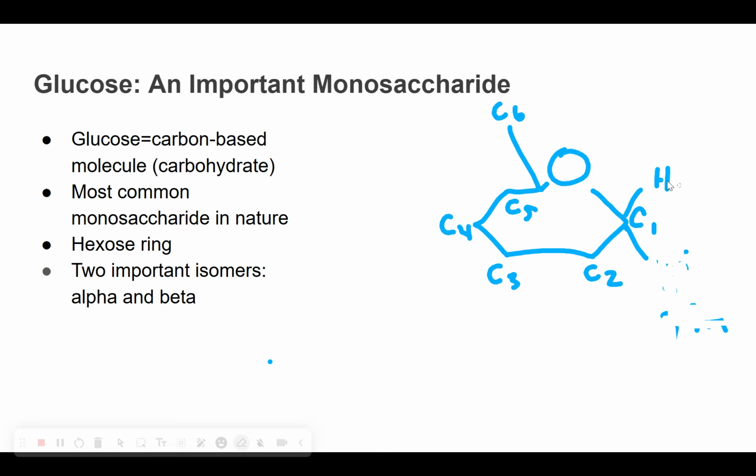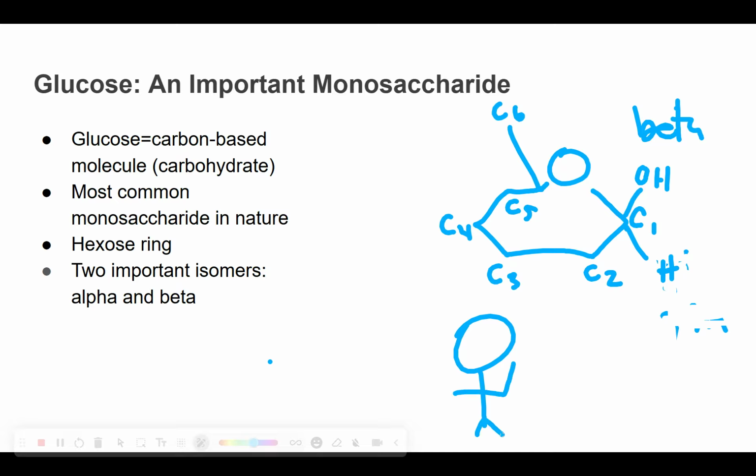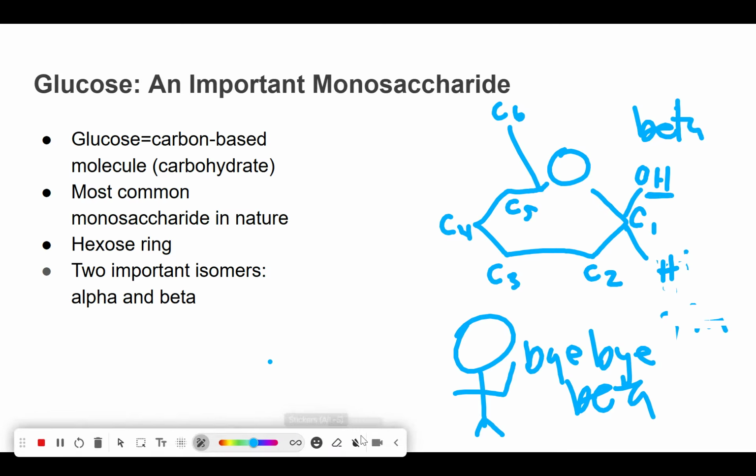So I'm going to erase this as much as I can. Go back to my pen. This is beta, and that means that the lone hydrogen is down here. And I remember this like beta has its hand up and is waving bye-bye, bye-bye beta, because its hydroxyl group is up here.